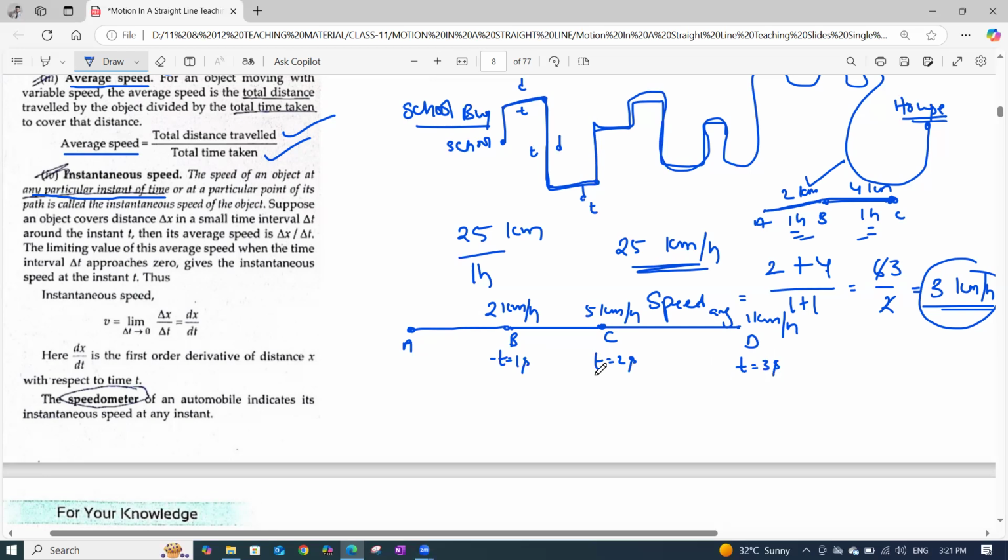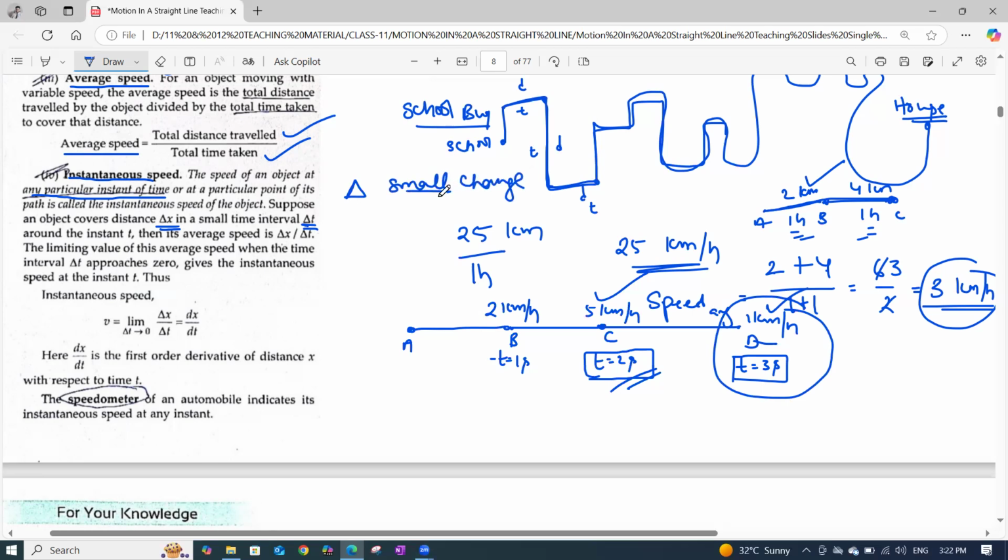Now, if I ask you what is the speed of an object at second, you can tell speed is 5 kilometer per hour because I am asking at that particular instant. If I ask what is the speed of an object at third second, you can tell it is 1 kilometer per hour. So speed at particular instant is known as instantaneous speed. Now, consider body is traveling delta x, it is a small distance, and it is taking delta t. Whenever you see this delta, you can call it as small change. Okay, so body is traveling delta x distance in delta time.